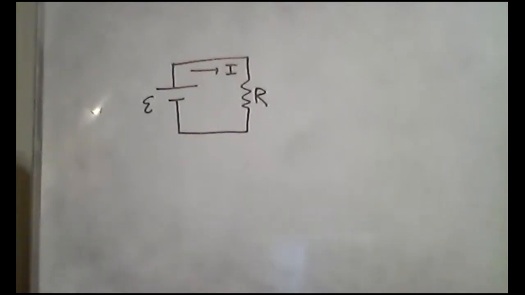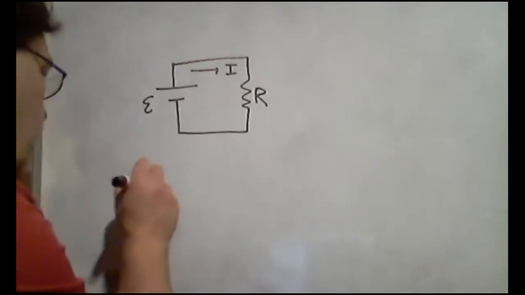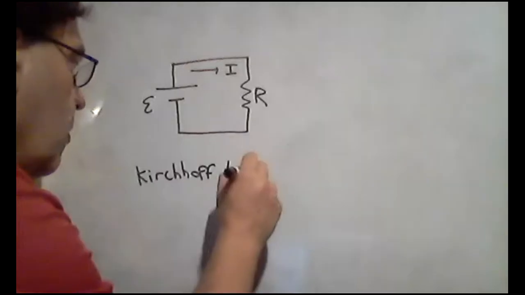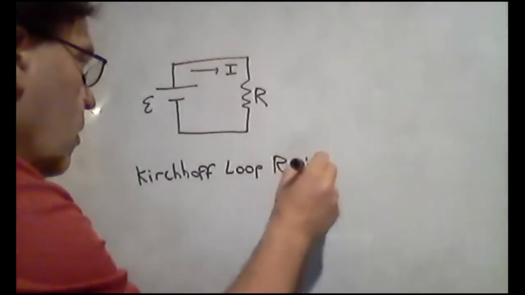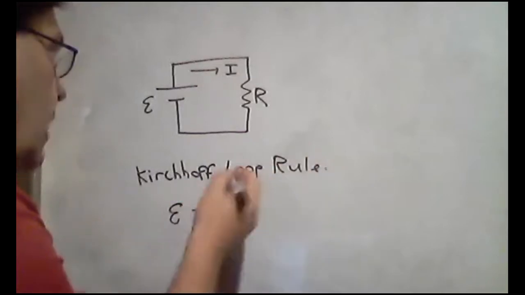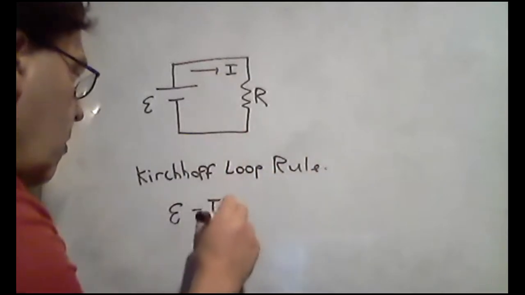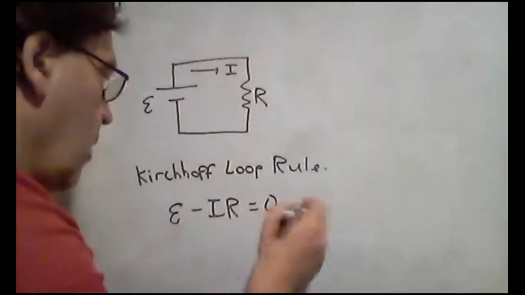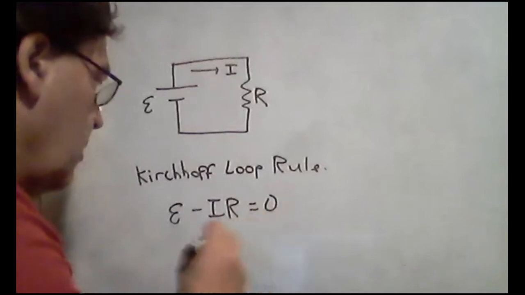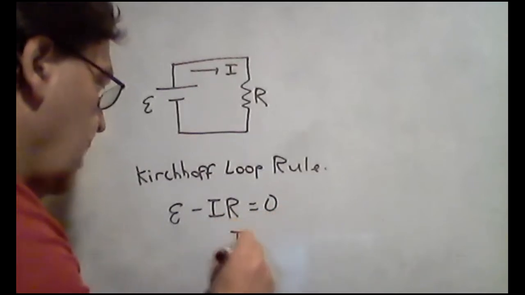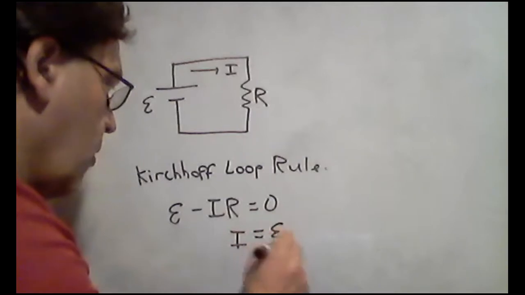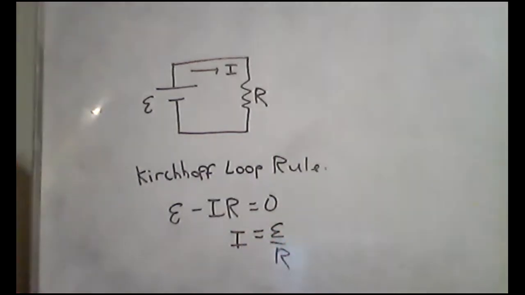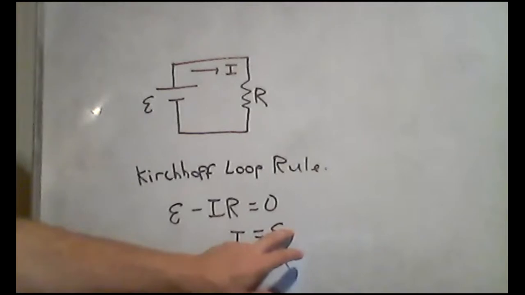Anybody? Yes. It does not. Remember, Kirchhoff's loop rule. Okay, I have epsilon minus IR equals 0, going all the way around. Well, epsilon, so again, all this tells me is that I is epsilon over R. Well, if I change the resistance, epsilon does not change.